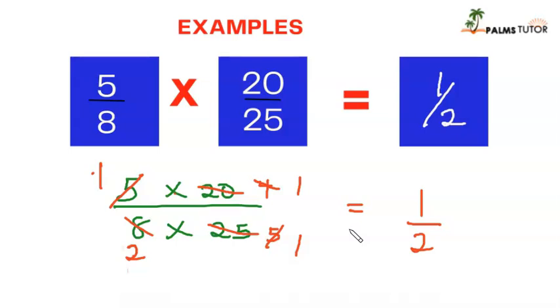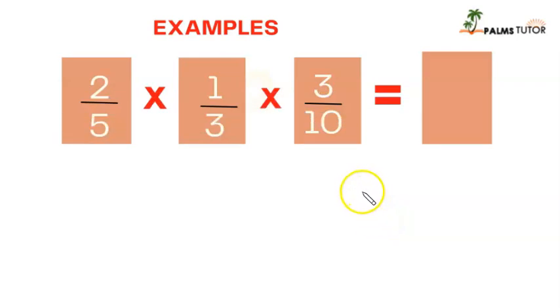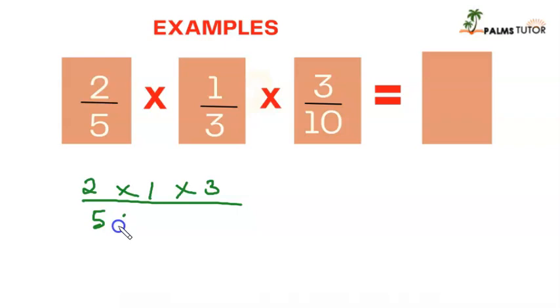Okay, so you can as well start simplifying, but I advise that you write it out like this so that it limits your chances of making a mistake. Now we have 3 fractions: 2 over 5 times 1 over 3 times 3 over 10. No lowest common denominator, right? So we have 2 times 1 times 3, all the numerators, over 5 times 3 times 10.